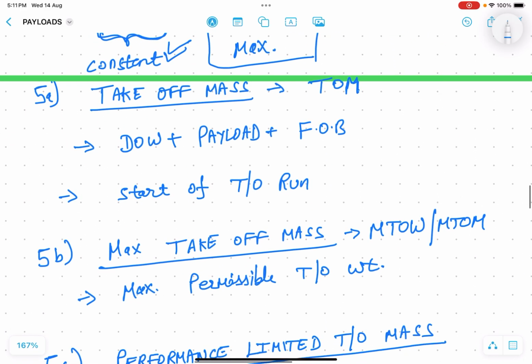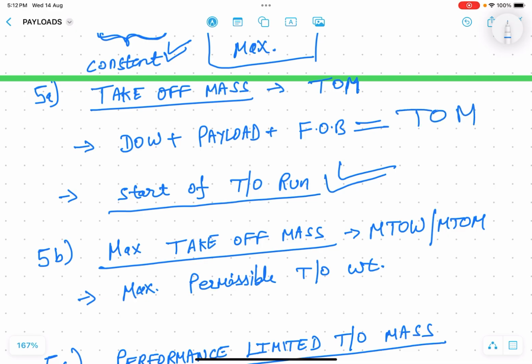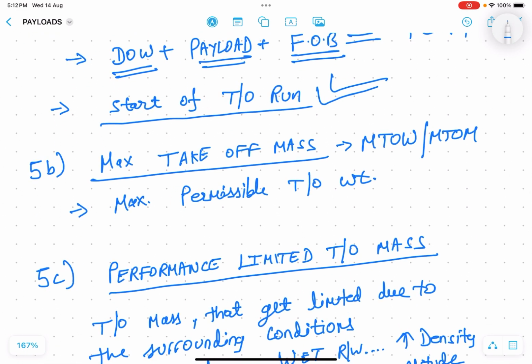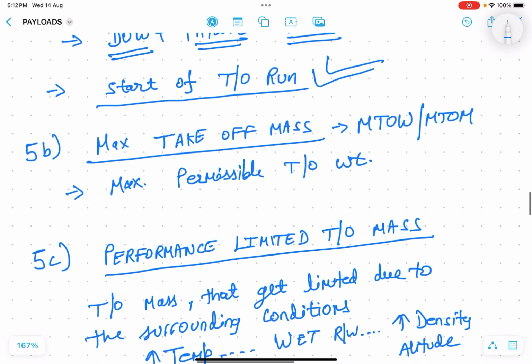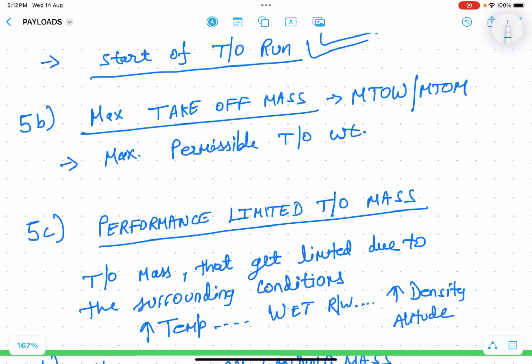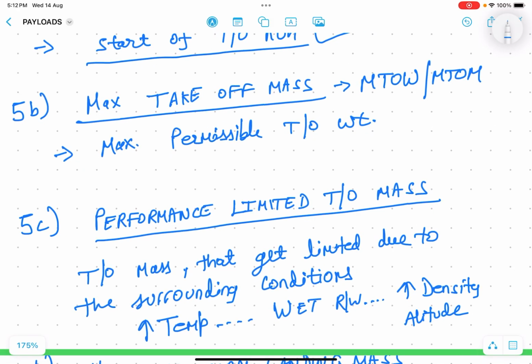The takeoff mass, the mass of the aircraft at the start of the takeoff run, is called takeoff mass. So this is the basic equation. Also we will need this equation while solving the numericals. So takeoff mass is equal to dry operating weight plus payload plus fuel on board. So we get takeoff mass. Maximum takeoff mass, the maximum permissible mass while taking off, is called maximum takeoff mass. There is one more takeoff mass, it is called performance limited takeoff mass. So when the conditions of the surroundings let us carry a little less weight than what we can carry in ideal conditions, it is called performance limited mass.